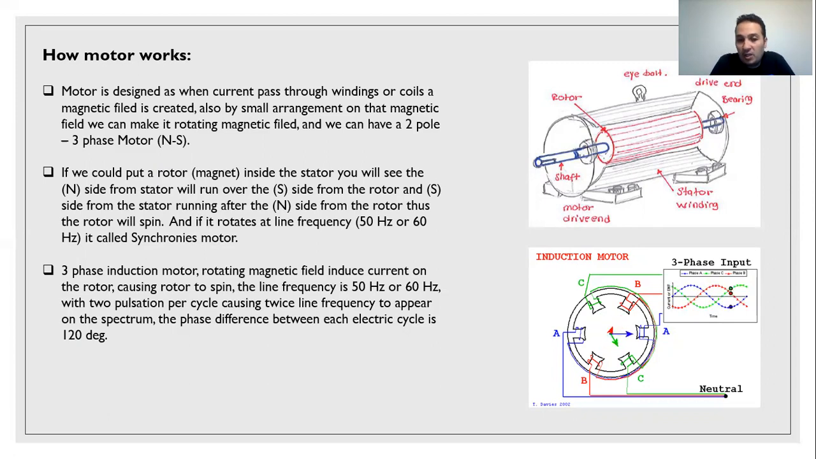And the line frequency could be 50 or 60 hertz with two pulsations per cycle. And this is what causes the twice line frequency to appear on the spectrum. And the phase difference between each electrical cycle is 120 degrees.